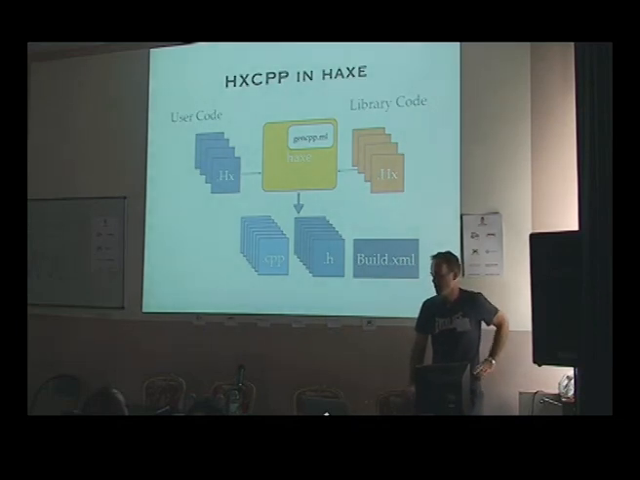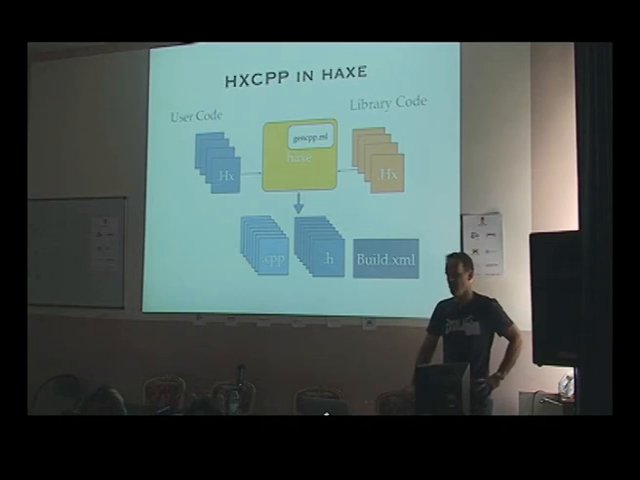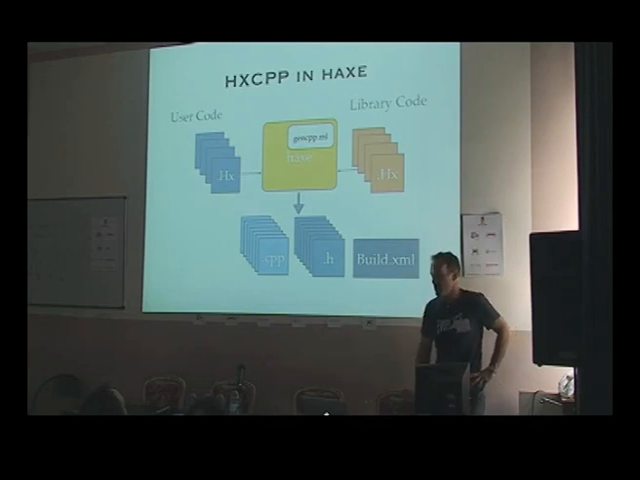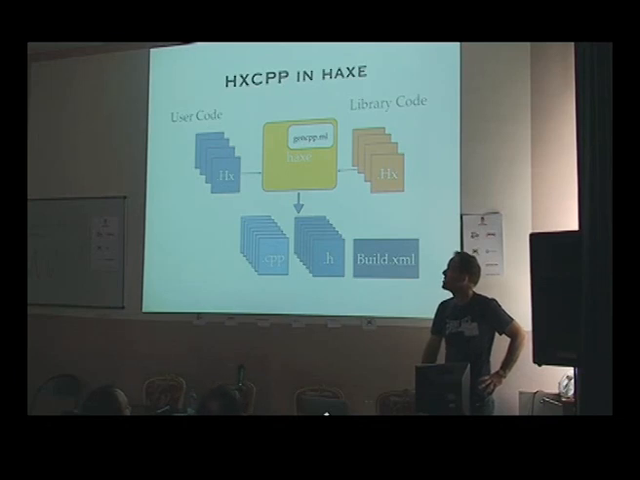So the basic architecture starts with the user code in the top left corner there. The .hx files are the ones that you guys write. It then gets combined with these orange HXCPP files, which are from the standard library code. It gets all munched through the Haxe compiler. The bit of interest that I've written is the gencpp.ml, and it produces this set of outputs: the CPP files, the header files, and the build.xml files.